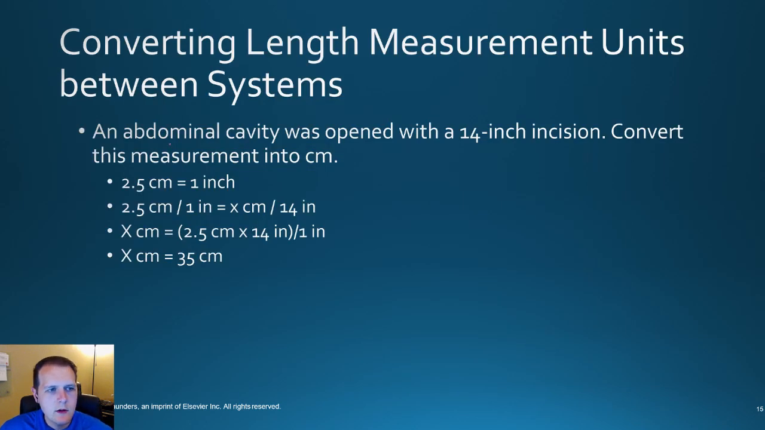So let's say, for instance, we wanted to make one of these conversions. We have an abdominal cavity that was opened up with a 14-inch incision. It's a pretty big incision, but let's see how many centimeters that would convert into. Here you can see we have 2.5 centimeters is equal to 1 inch, right? And we just set up that proportion. So 2.5 centimeters to 1 inch equals X centimeters per 14 inches. Solving for X, it's just going to be 2.5 centimeters times 14 inches divided by 1 inch. These inches will cancel out, and what you have left over is 35 centimeters. So that 14-inch incision is equivalent to a 35-centimeter incision.